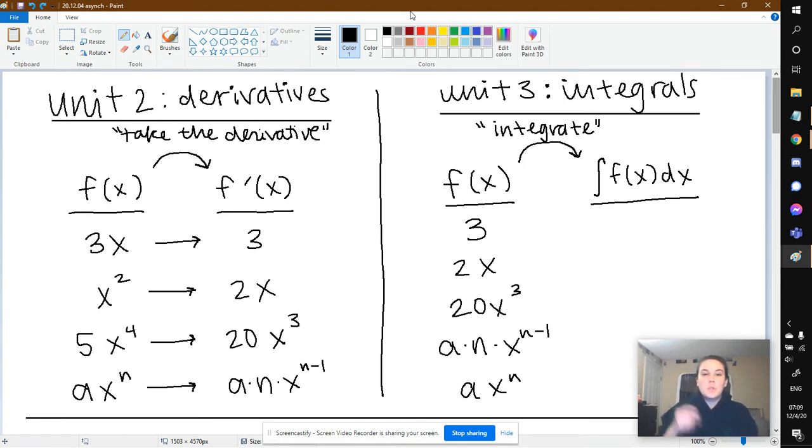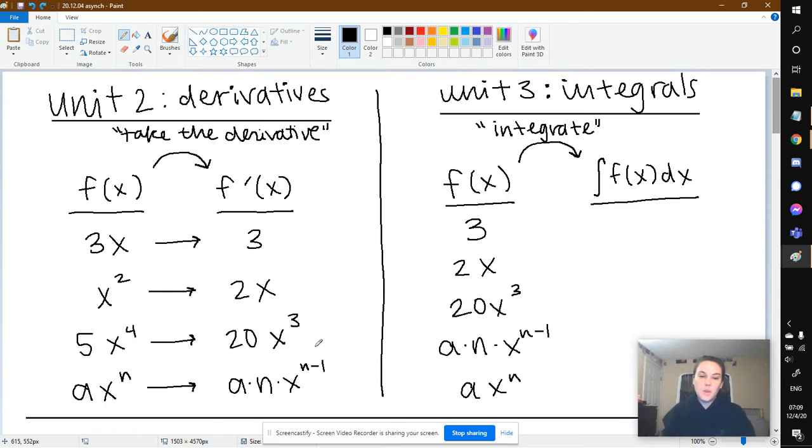For Unit 2, we took the derivative. We learned how to do the power rule for derivatives, which was, here's some examples. There's a function 3x, its derivative is 3. If the function is x squared, your derivative is 2x. If your function is 5x to the fourth, your derivative is 20x to the third.